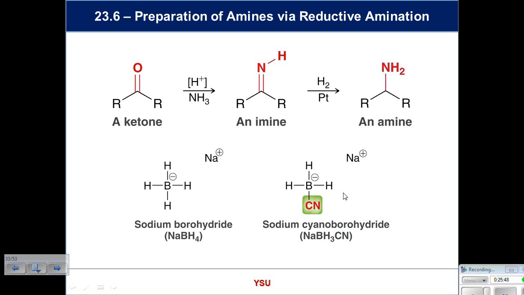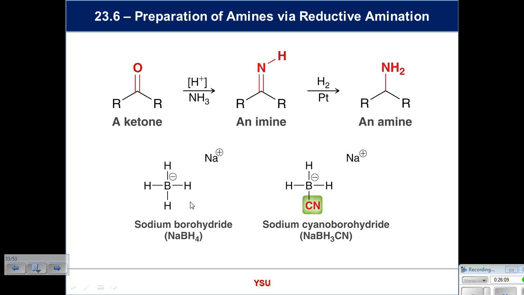What do you reckon this is? Electron withdrawing or electron donating? Withdrawing. So if all the negative charge in this molecule is built up on the hydrogens, making it reactive, what do you think the cyanide does? Does it make it more stable or less stable? It makes it more stable, right? It makes the system a little bit less reactive because it's helping the charge spread out a bit. So this actually is a fairly mild reducing agent.